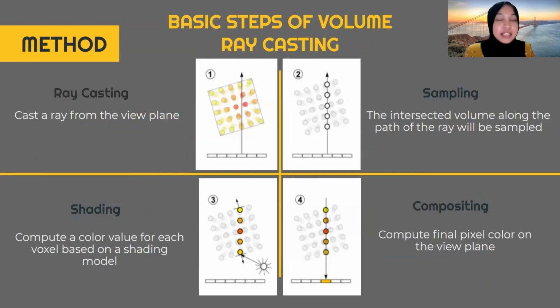Alright, so the next one. From the components, we can simply determine the basic steps of volume raycasting here. There are 4 steps involved. The first one is raycasting itself that will cast a ray from the view plane here. And the next one will be sampling, where from the view plane, we can determine the intersection volume along the path of the ray that will be sampled. And the next one, there will be shading to compute a color for each voxel based on a shading model here. We can see that the intersection volume will be shaded to compute a color value. And the last one, as I said earlier in the last slide, is compositing to compute the final pixel color on the view plane.